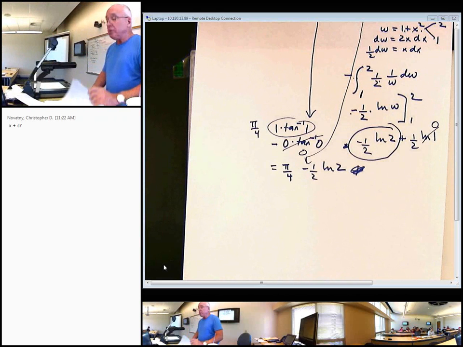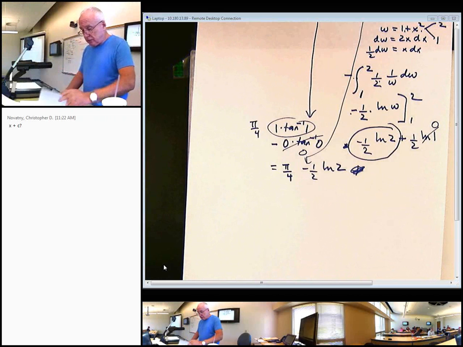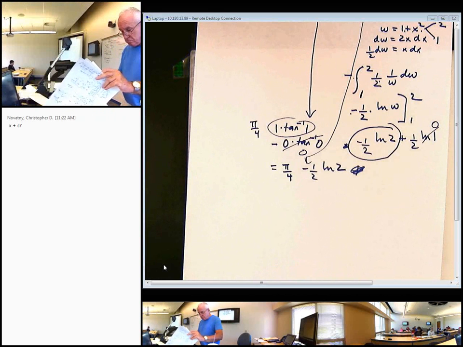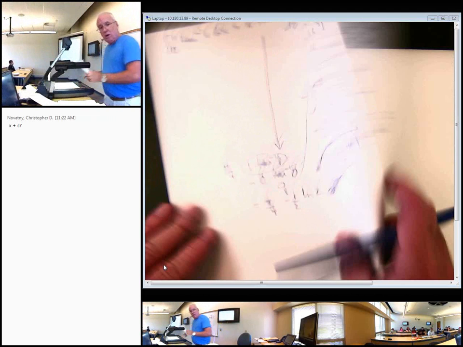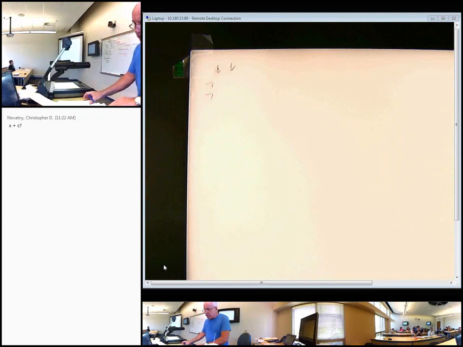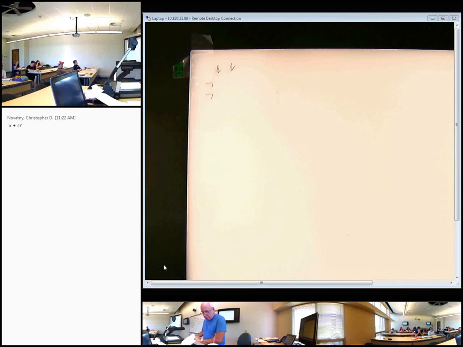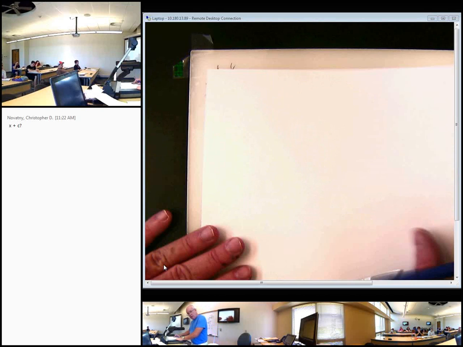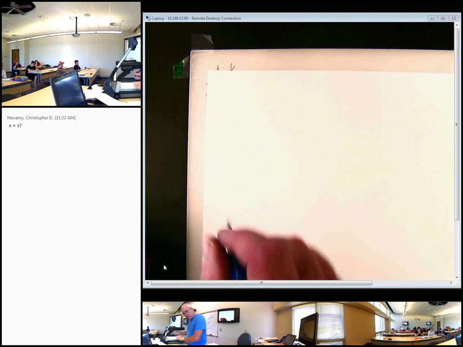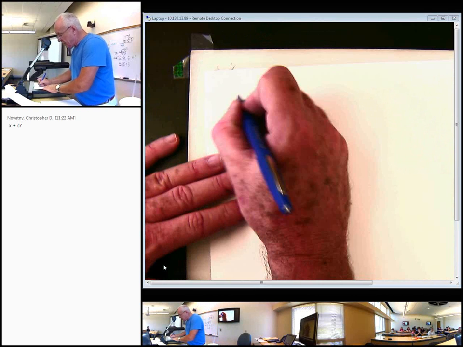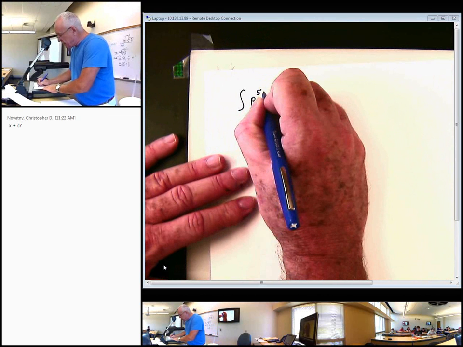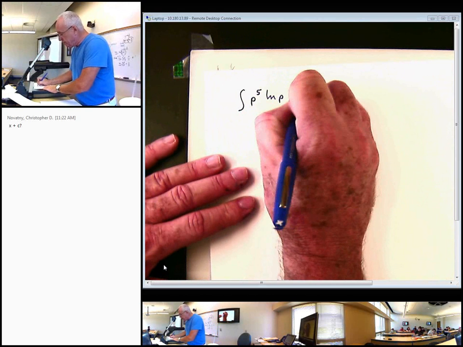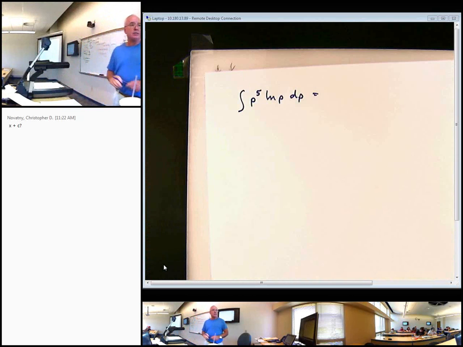All right. I know our time is almost up here. I'd like to look at maybe one, if I can squeeze this in. I'll look at this one here. This one I think I can get done. The antiderivative of p to the 5th times the ln of p dp. All right, I think we can squeeze it in.